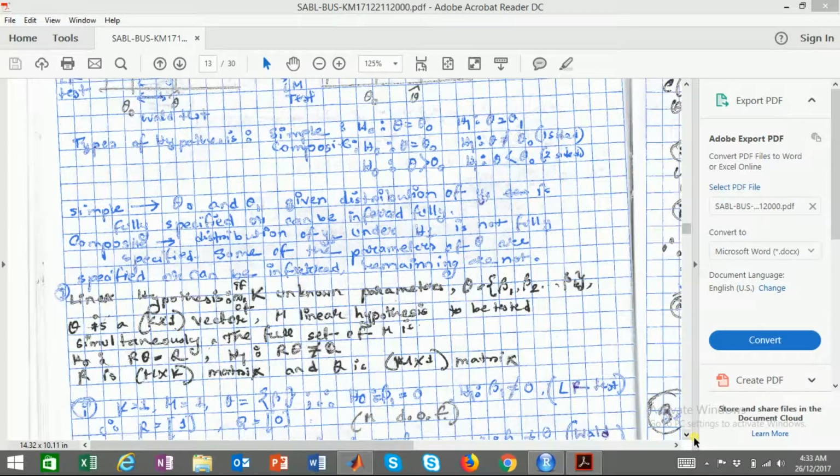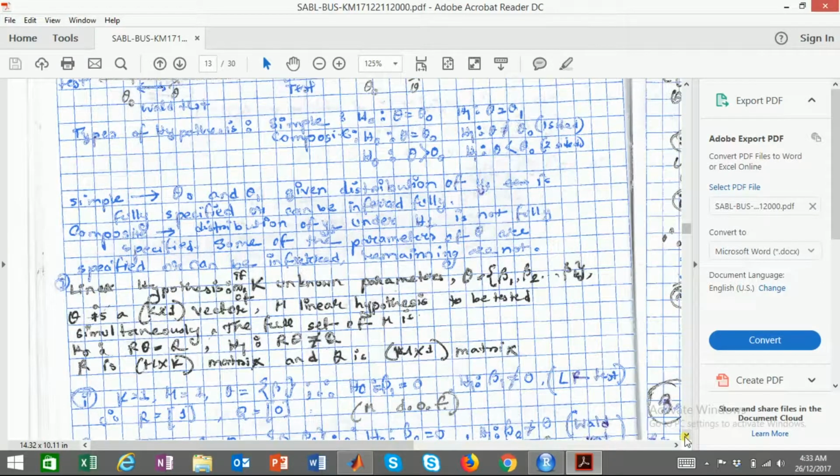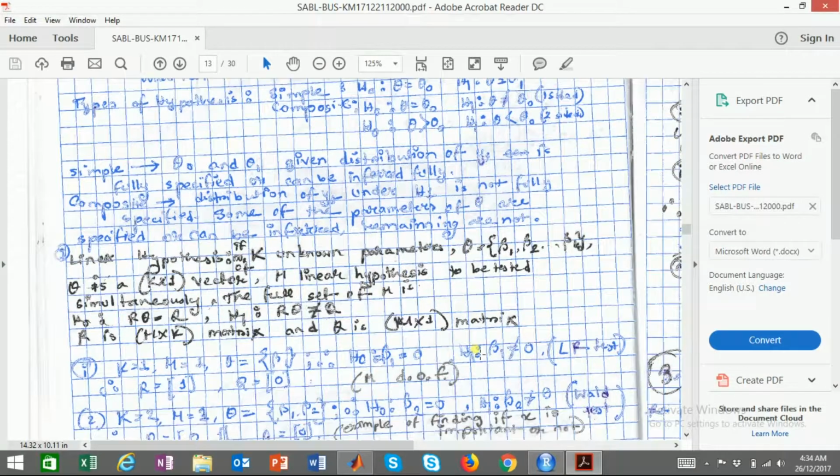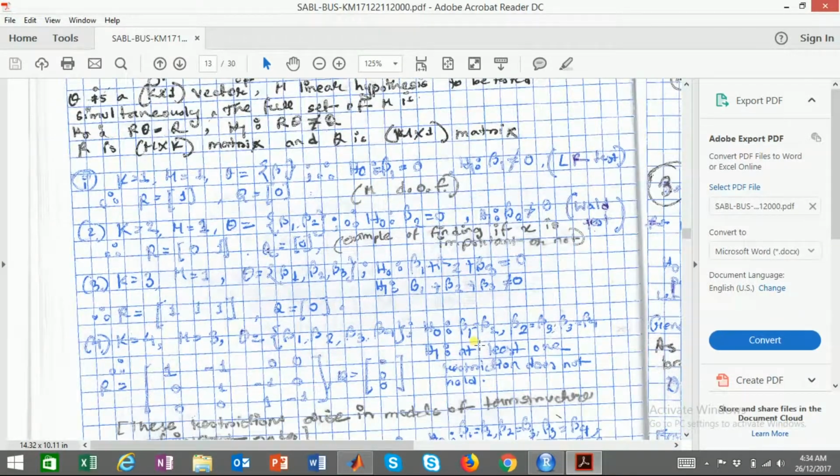Linear hypothesis: if the number of k unknown parameters theta equals beta 1, beta 2, up to beta k, that is a k by 1 vector, and we have m linear hypotheses to be tested simultaneously. The full set of m linear hypotheses is null: R theta equals q, and alternative: R theta not equals q. R is an m by k matrix and q is an m by 1 matrix. Very important to remember the dimensions of the matrices.